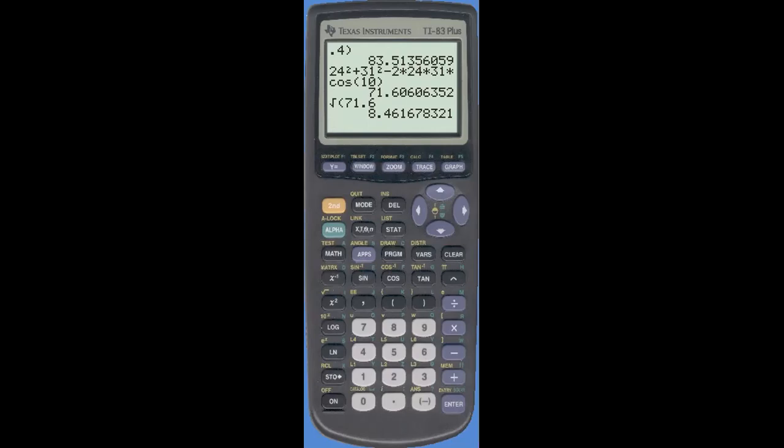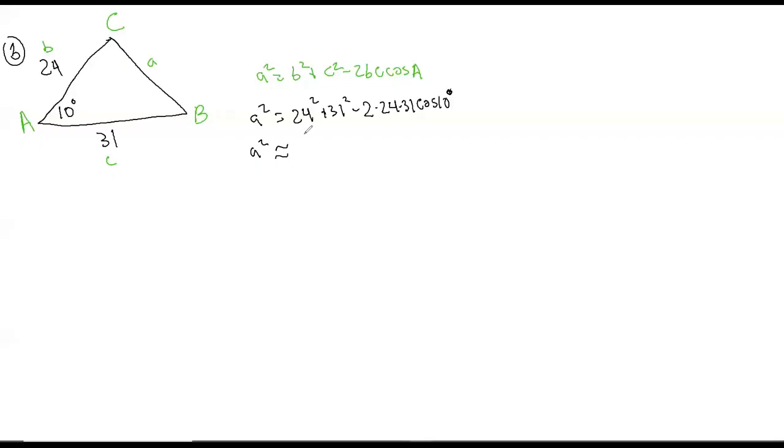And make sure you know how to type these in your calculator. So the A squared version, that was the 71.6. Then we take our square root of both sides. And when we took that square root, we got 8.5. So A is approximately 8.5, rounded to the nearest tenth.